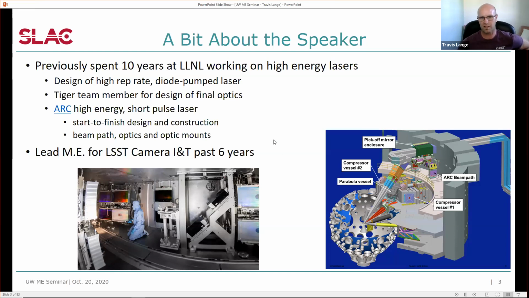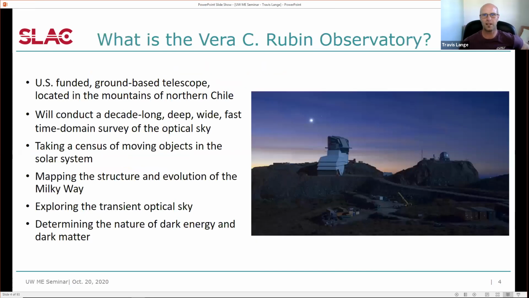And for the past 6 years, I've been working on the LSST camera. So what is the Vera Rubin Observatory? Well, it's a ground-based, U.S.-funded telescope located in northern Chile. And it's a survey telescope, meaning that it's going to look at the entire night sky. And it will do that repeatedly every night for 10 years. And when it does that, it's going to map out the dynamic universe, essentially.